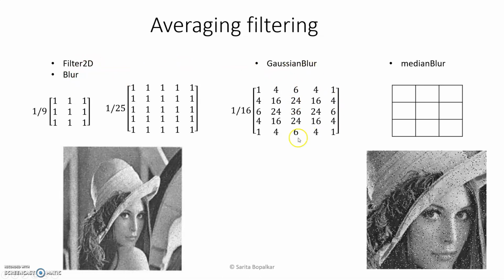Then this is the Gaussian filter. Here the candidate pixel, the center pixel, and its neighbors have different weights. The pixels which are close to the candidate pixel have a higher weight as compared to the other pixels which are far away from the candidate pixel. This is the Gaussian kernel.